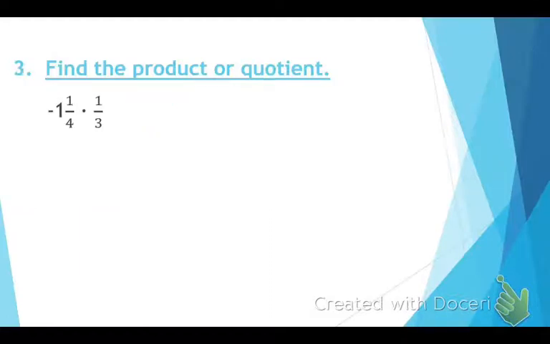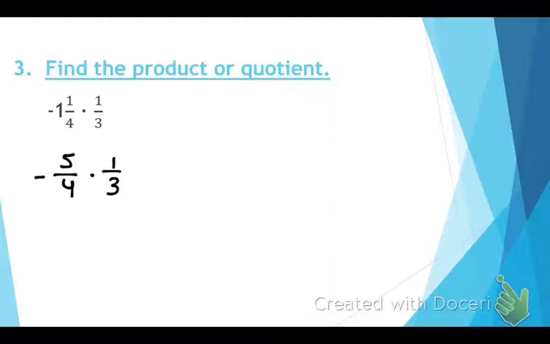All right, for the next one, find the product or quotient. What do I need to do to that first mixed number before I do anything else? Make it improper. Okay, what would that be as an improper fraction? 5 over 4. Here's what a lot of people did. They just said it was 5 over 4. Guys, if this is a negative mixed number, what will my improper fraction be? Also a negative. Remember, keep those negative signs with you.